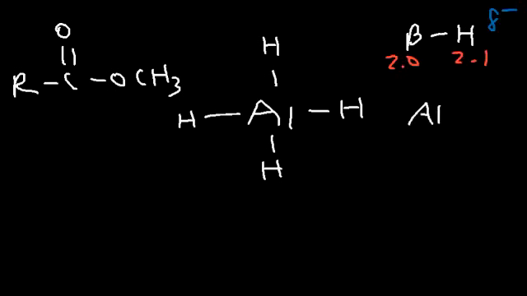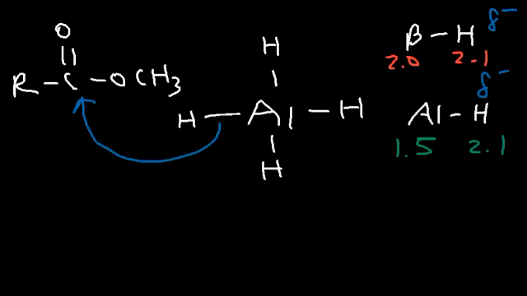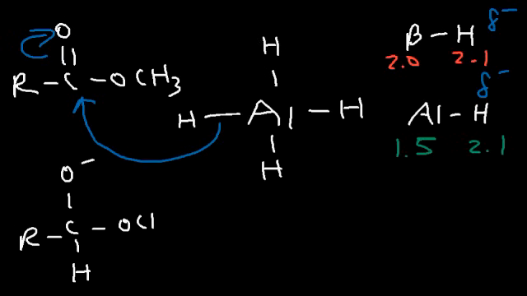In the case of aluminum and hydrogen, aluminum has an electronegativity value of 1.5. And notice that hydrogen is much more electronegative than aluminum. And so hydrogen bears more of a partial negative charge, which means that it's much more reactive. Now the hydride ion is going to attack the carbonyl just as it did before. We're going to have a tetrahedral intermediate.